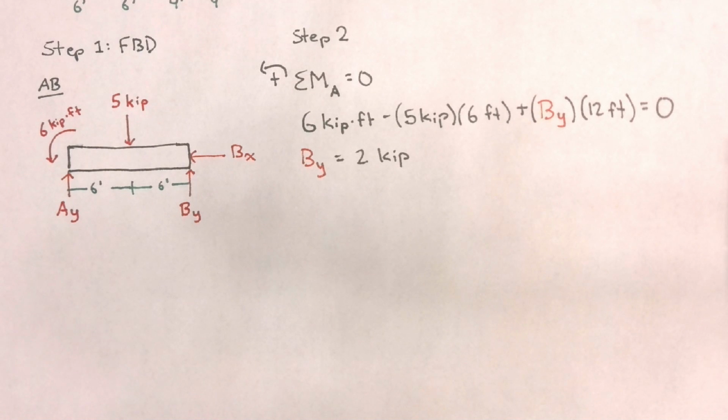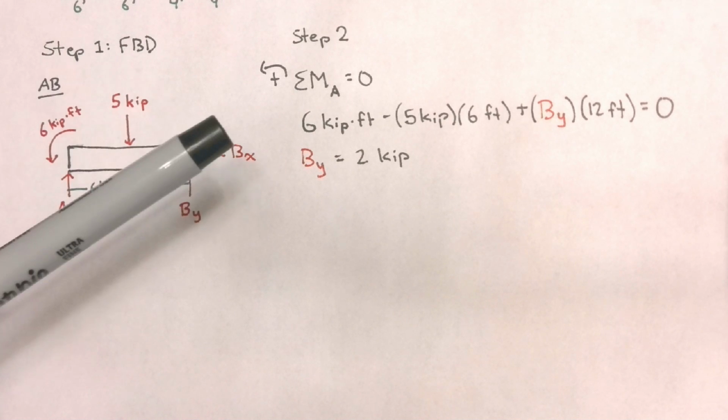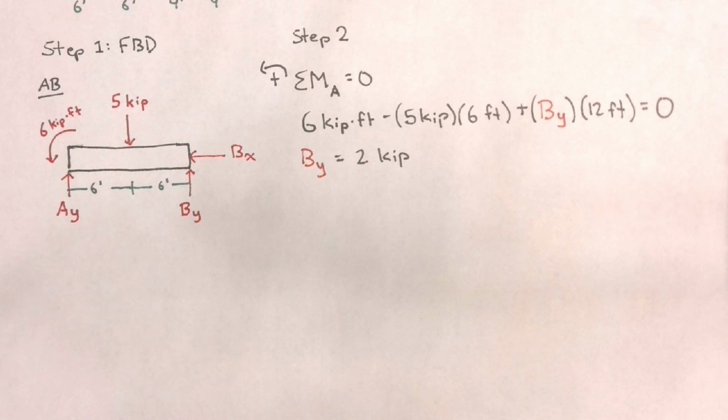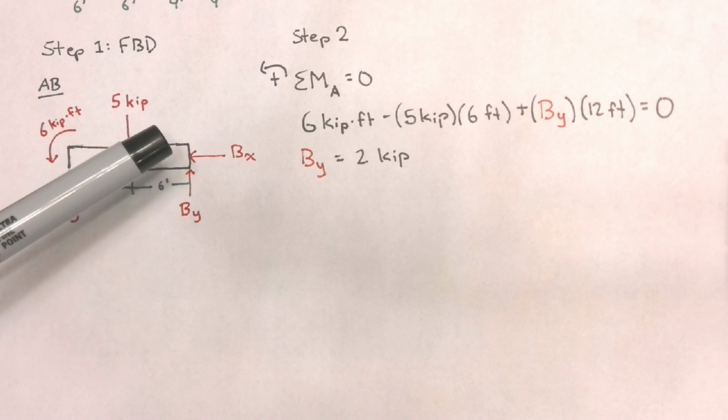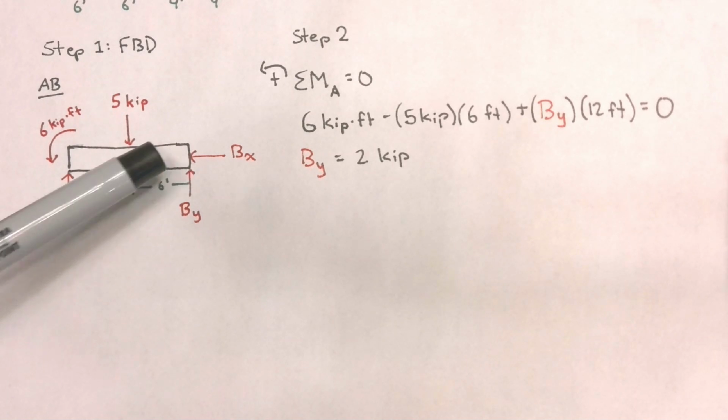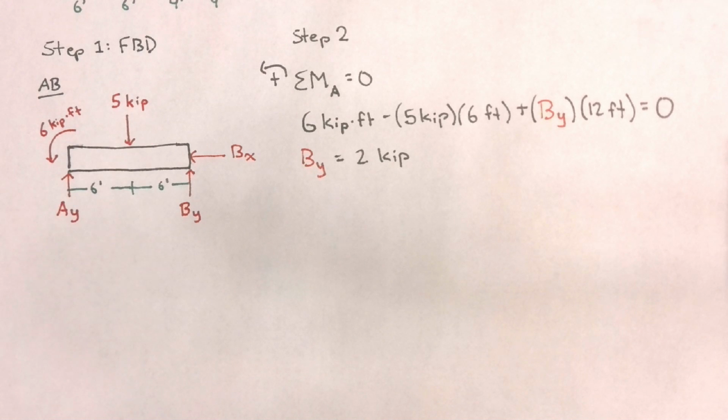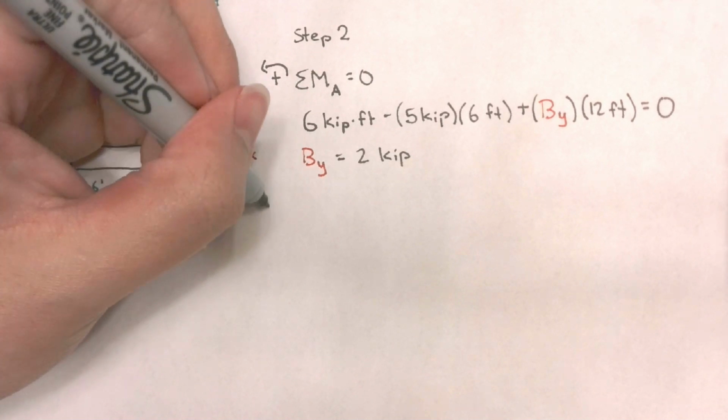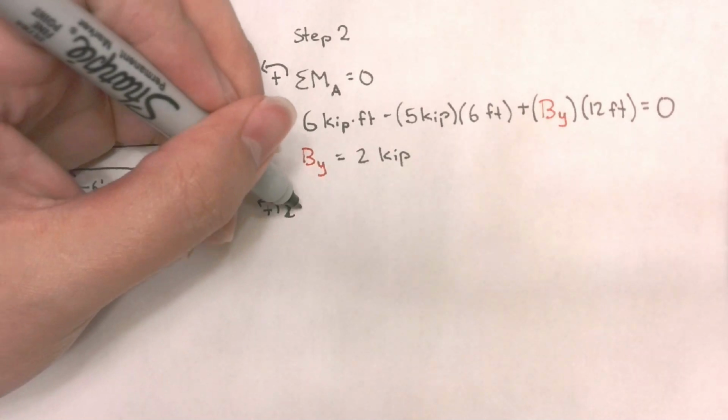Now, since I will only have one unknown in the y direction, I can easily just take my sum of forces in the y-axis. An alternative would be to take the sum of moments about point B. Either option will give me the correct answer. So just to get a little bit of practice, I'm going to take the sum of moments about point B.